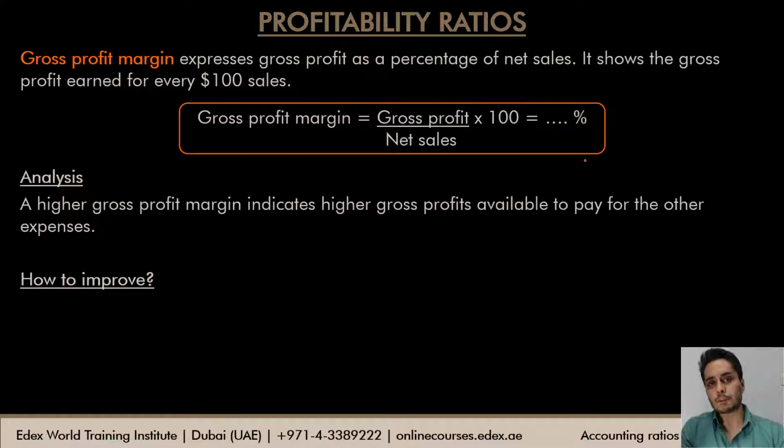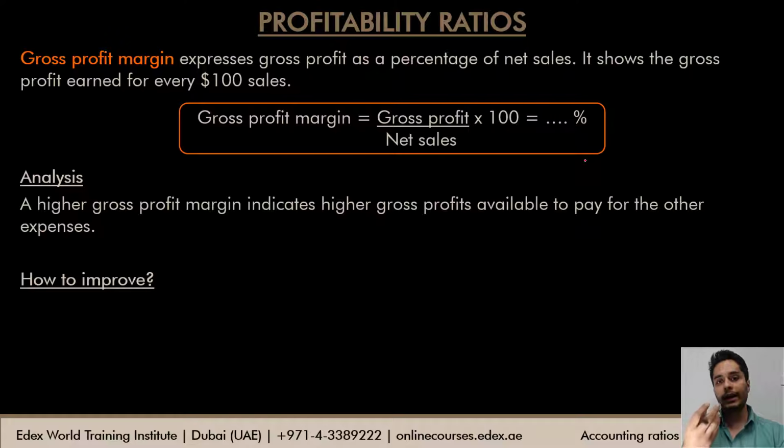Can we improve the gross profit margin for a business? Yes, you could take certain steps in improving the gross profit margin. It is very logical to understand the steps involved. See, gross profit margin is made up of gross profit. Gross profit is made up of sales less cost of sales.